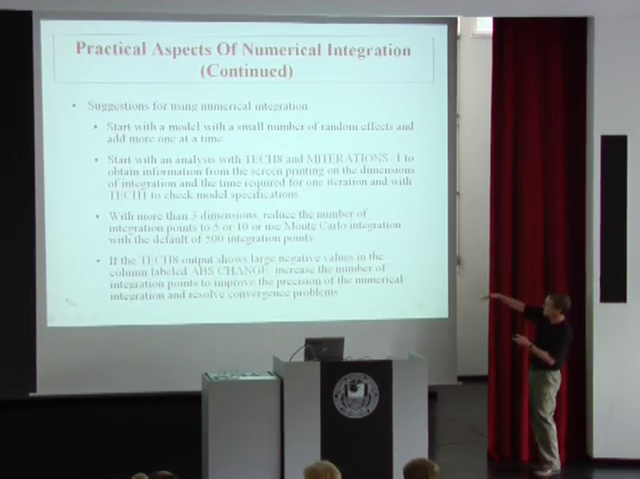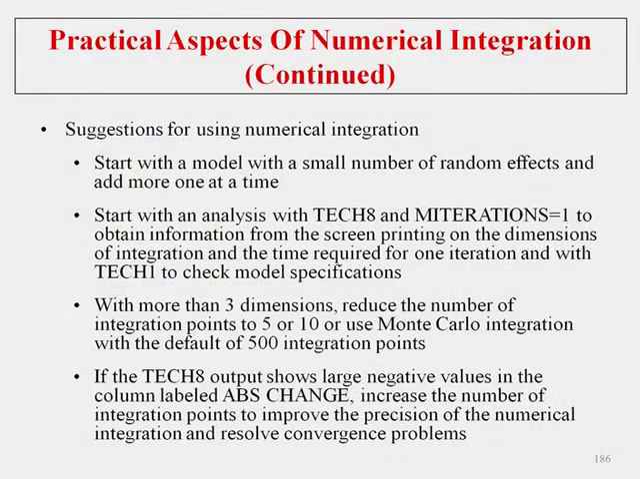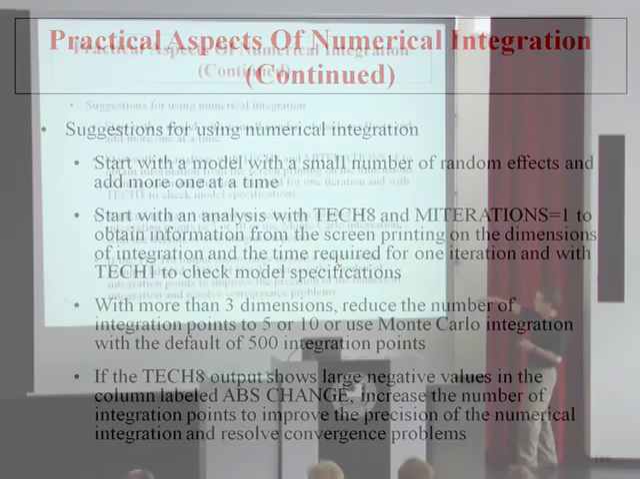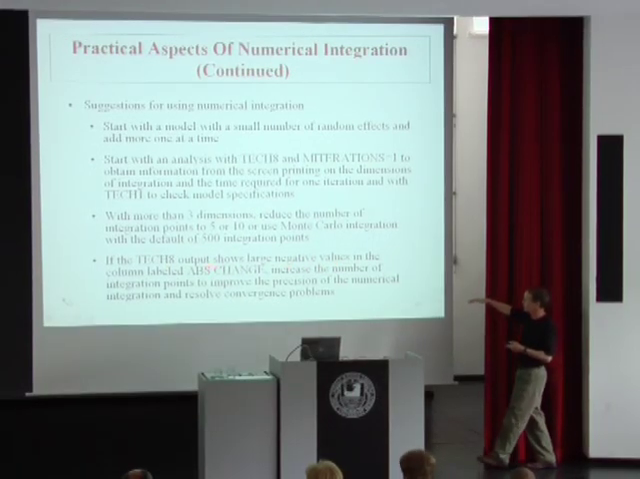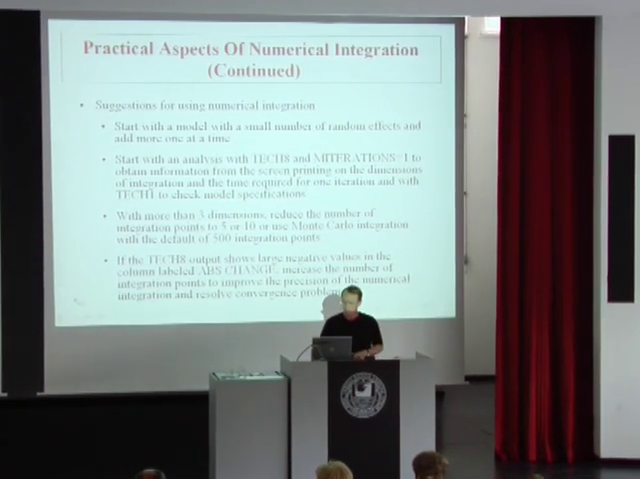So all of these suggestions are good. You should read them here. It says with more than 3 dimensions, you could reduce the number of integration points to 5 or 10, or use Monte Carlo integration. Sometimes if you reduce the number of integration points too much, you will get optimization problems, which are shown in the technical output number 8, where you get negative improvements in the likelihood instead of improving the likelihood continuously.